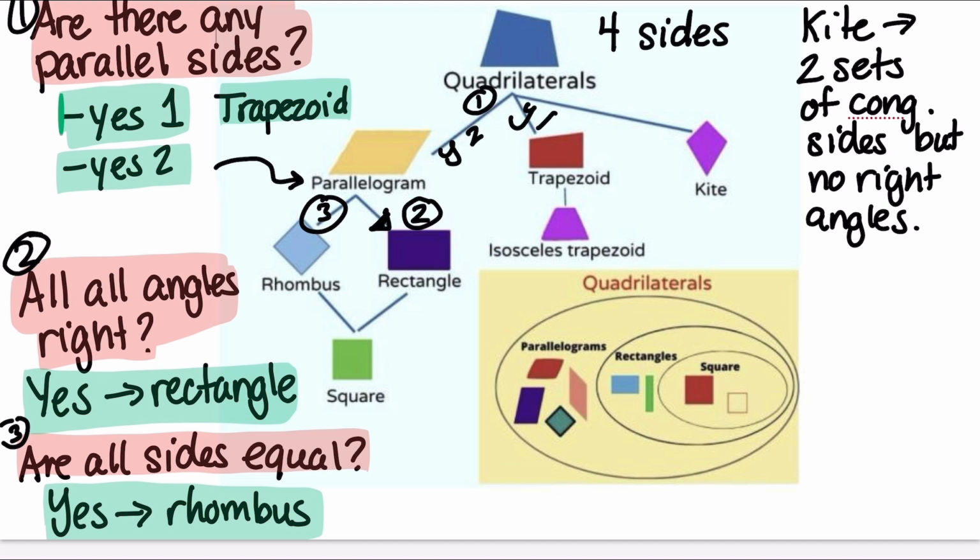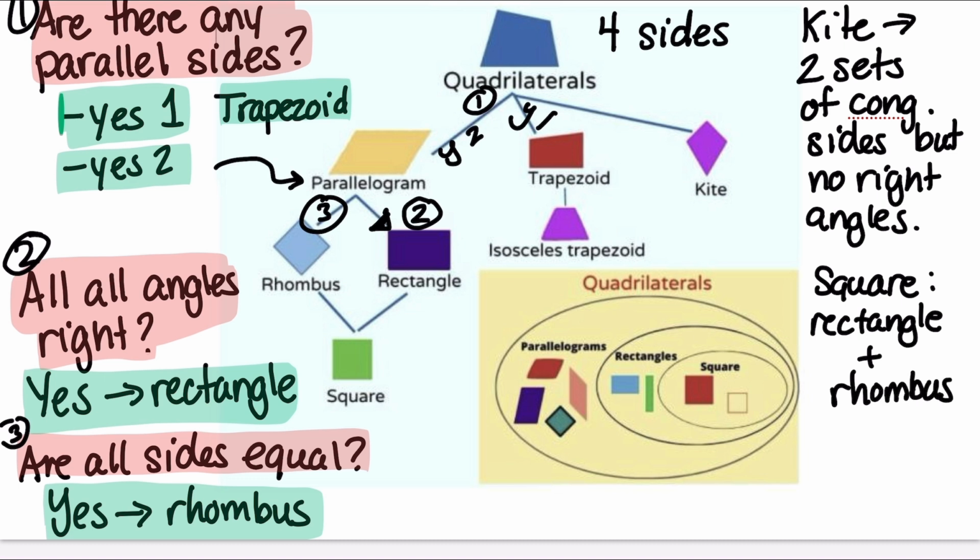That's the kite. But our square, not only is it a rectangle, but it's also a rhombus. Okay, and I have this argument all the time with people. How can a square be a rectangle? Well, because it's part of that family of it has all right angles.